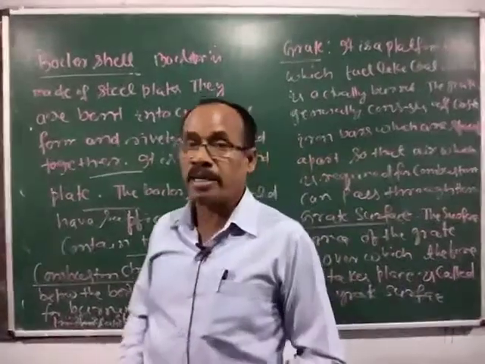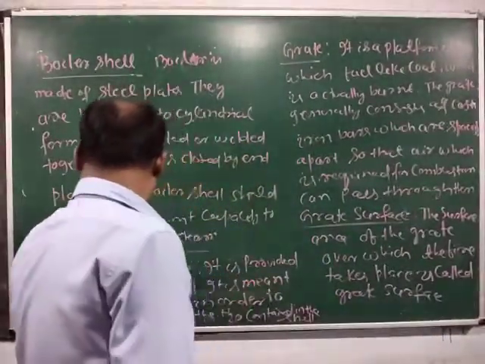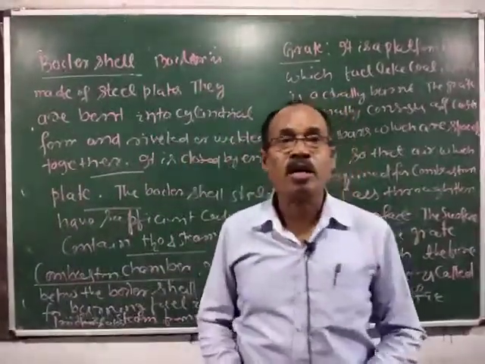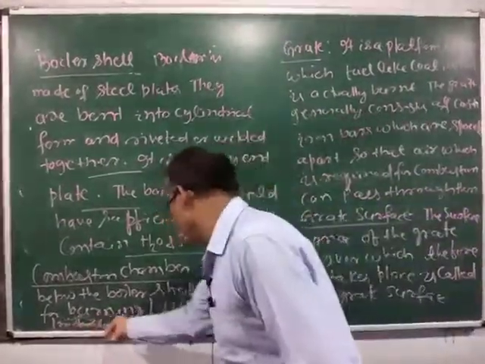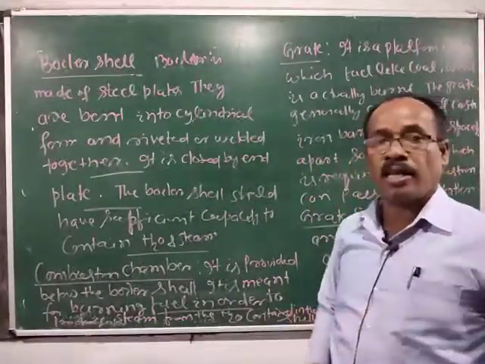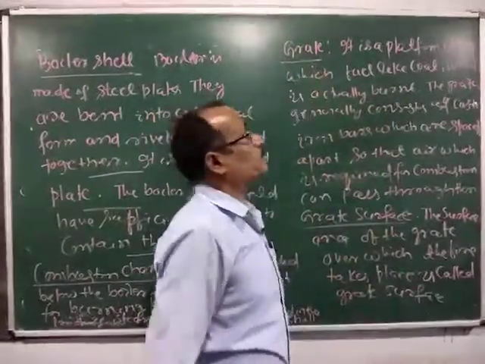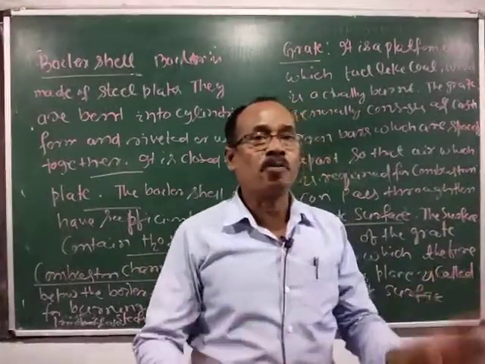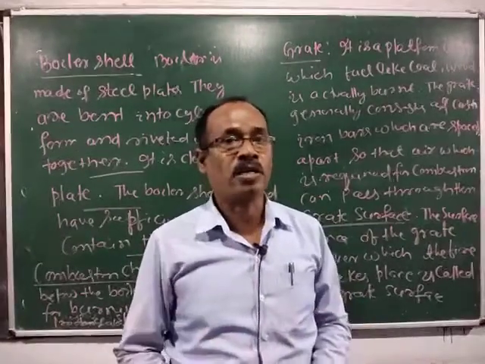Next point, what is combustion chamber? It is provided below the boiler shell. It is meant for burning the fuel in order to produce steam from the water contained in the shell. Now, next point, grate. It is a platform upon which the fuel like coal or wood is actually burnt.